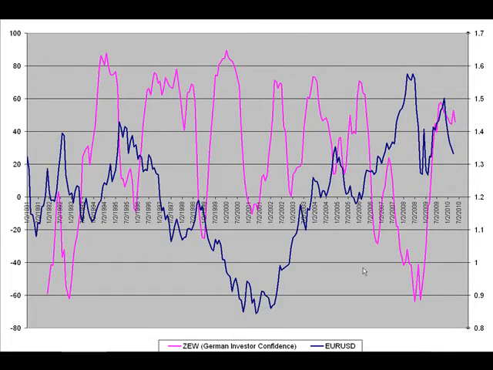Now, compare the ZEW, which is the violet line in this case, to the euro-dollar currency pair. Of course, the euro-dollar involves two currencies within a pair. However, nevertheless, during prosperous times, when the ZEW tends to rise, the euro-dollar tends to rise as well. During times when the economy falls in the eurozone, the ZEW falls, the euro-dollar falls as well. So we've seen the euro fall a lot virtually against all currencies. We've seen the ZEW start to fall as well. If we see the ZEW start to rise, we certainly may expect the euro dollar to rally over the long term.